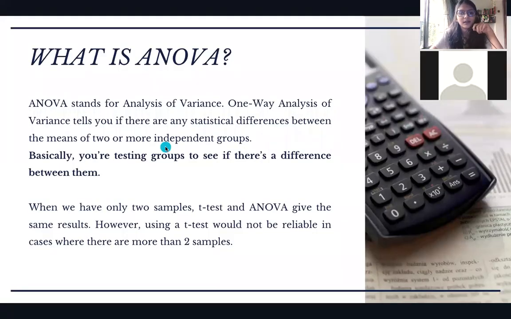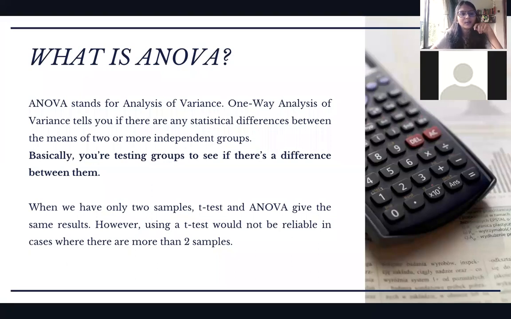Right, so what is ANOVA? ANOVA stands for analysis of variance, and there are two types of ANOVA techniques. One is a one-way ANOVA, and the other one is a two-way ANOVA. But we will only be doing the one-way ANOVA. So what is basically the ANOVA technique, right?